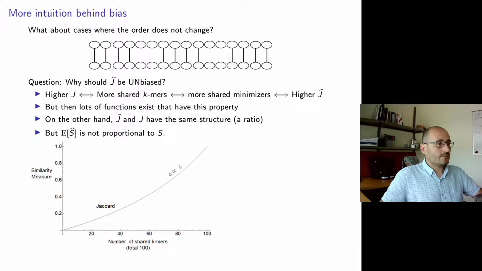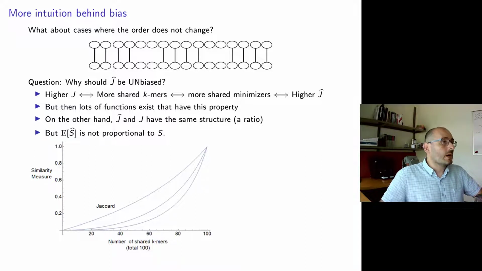So here I'm plotting the Jaccard for two sequences of length 100 as you vary the number of shared k-mers. The y-axis here is 0 to 1, and the Jaccard is a function that looks like this. Now you could also have functions that look like this or like this. Both of them have the property that they increase as the number of shared k-mers increases. But each of these would actually be a biased estimator, right? Because if you fix the number of shared k-mers, the value of the true Jaccard is different than the one the estimator would give you.